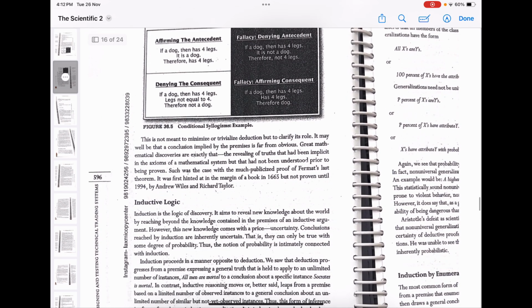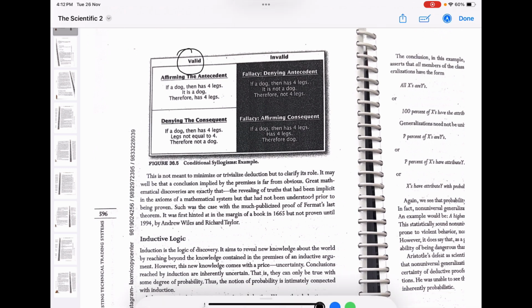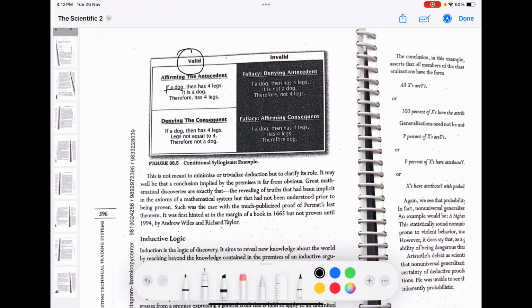The general form, and if you want to look at the particular thing in examples, that's also going to make things easier for you. So what is valid? If it is a dog, then it has four legs. It is a dog, so it has four legs. That is 100% true. Now, what is not true? If it is a dog, then it has four legs. Legs are not four, so it is not a dog. That is not true, right?